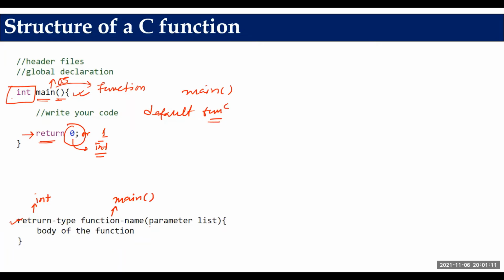And third, in this parenthesis, what am I going to put? Parameter list. As of now, there is no parameter for main. So that's why this parenthesis is empty. We'll see later in this lecture how we can pass the parameter, and what is the benefit of passing the parameter. And inside main, after this parenthesis, we started the block with the help of curly brackets.